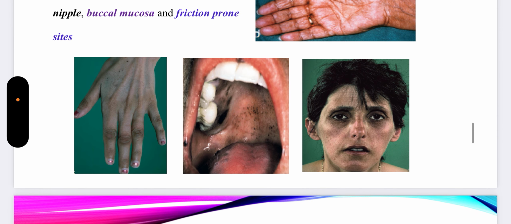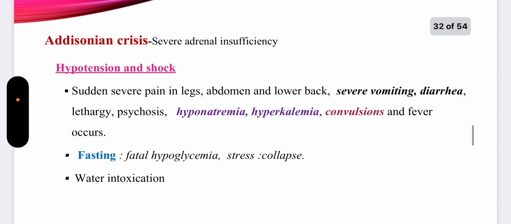Now, what is Addisonian crisis? Severe adrenal insufficiency. We had talked about it just now. Adrenal insufficiency is a life-threatening condition and a medical emergency. Okay. So the condition is characterized by hypotension and shock. The patient may experience sudden and very severe pain in legs, over the abdomen, over the lower back. Severe vomiting can also occur, diarrhea causing dehydration, lethargy may occur, person can present with psychosis, hyponatremia, hyperkalemia, convulsion, fever.